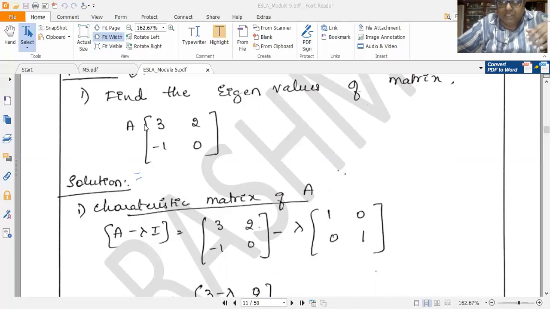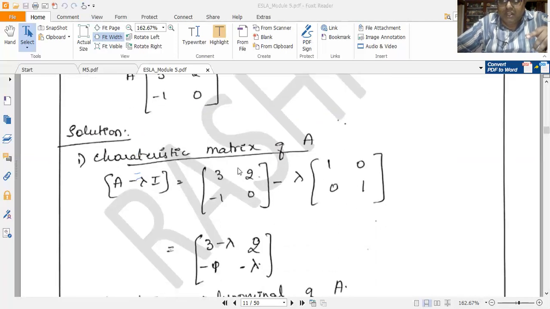Here it is 3, 2, minus 1, 0. So it is a 2 cross 2 matrix. That's why the I matrix also should be a 2 cross 2 matrix. Don't write 3 cross 3 here. Depending upon the dimension of A, I should write the corresponding dimension of I.